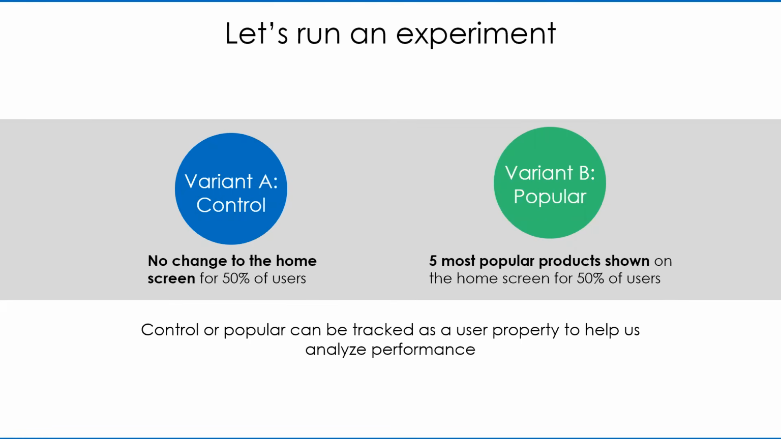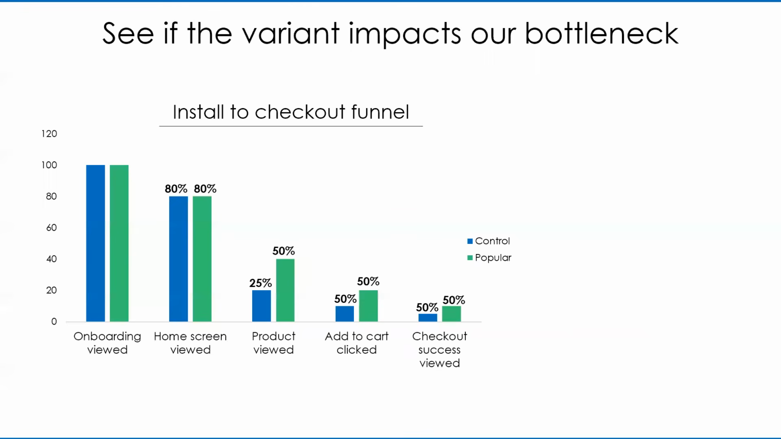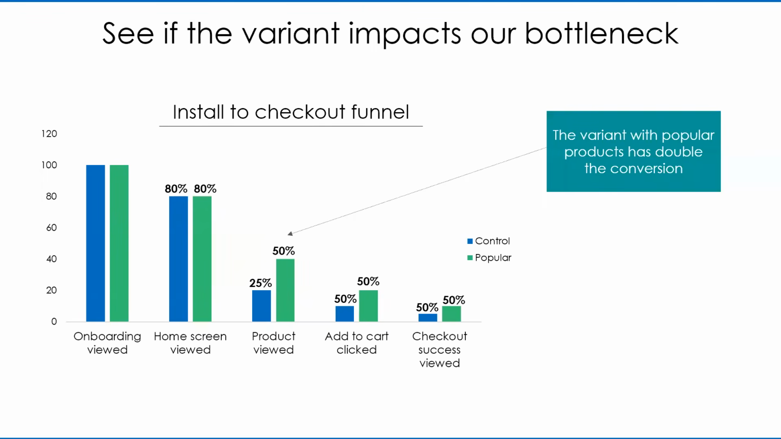And if we look at the same funnel again, it might look something like this. So in the blue, you have the conversion funnel for users who are seeing the old version of the app. And in green, you have the conversion funnel for users who are seeing the variant where we're showing popular products. And we can clearly see there's an impact. We've doubled our conversion from the home screen to the product viewed screen.